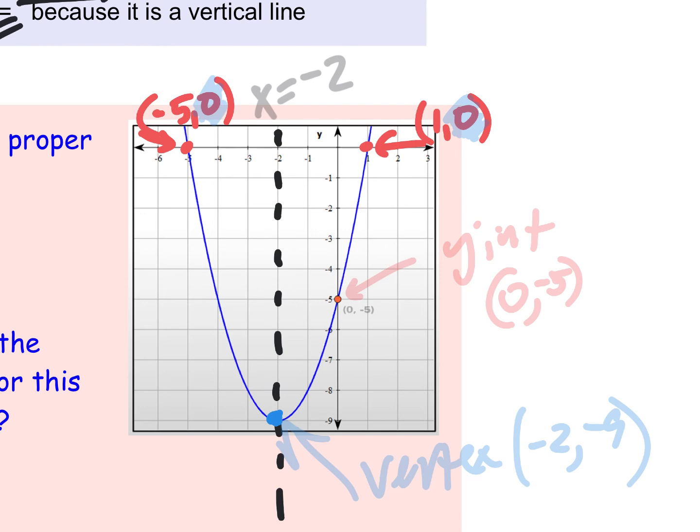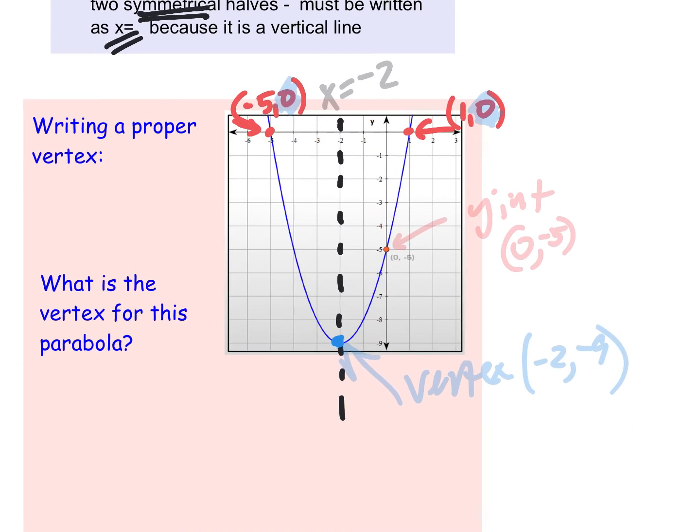How many of you had at least 3 of those things correct? At least 3 of them. Okay, good. Then I think you're generally getting this. This is good. All right.